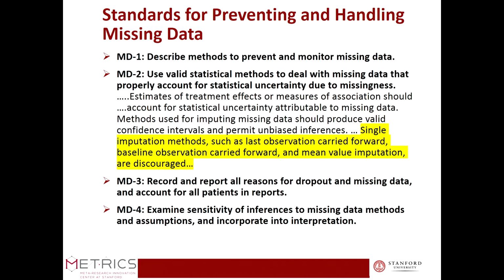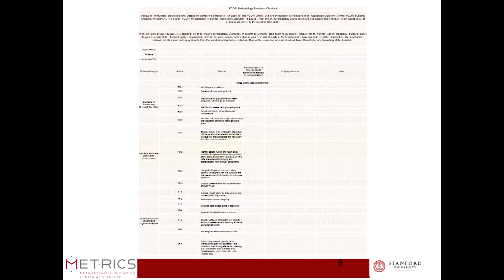Now, I'm going to invite you to think about exactly how you would assess that, either in practice or in advance, are discouraged. MD3, record and report all reasons for dropouts, et cetera, and examine sensitivity of inferences. I think everybody would agree here that in principle, these are basic principles of how to deal with missing data. Now, I will tell you, in order to actually assess these, either on the front end or the back end, is not easy. But even more important is, how do you assess 65 standards?